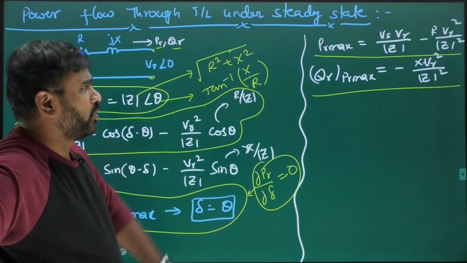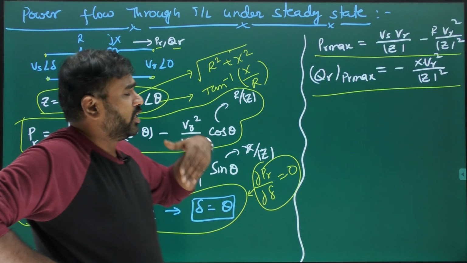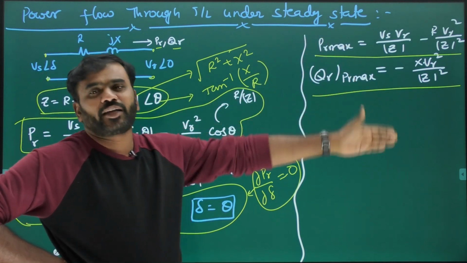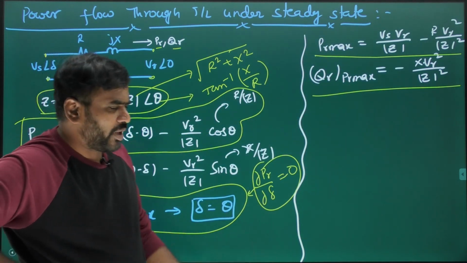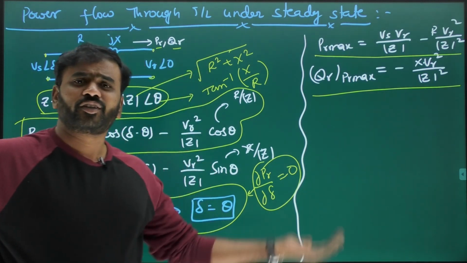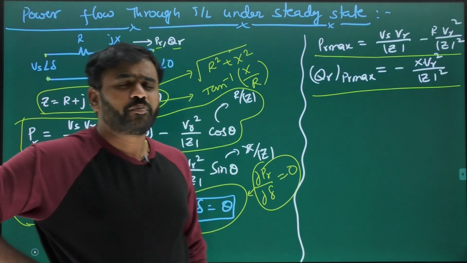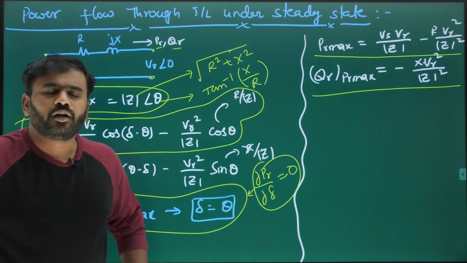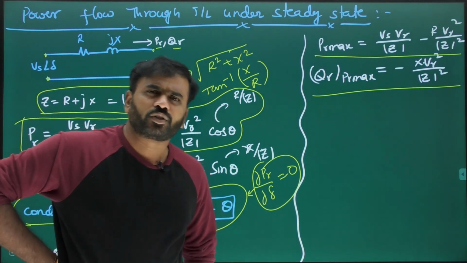But think about it in terms of a power system, for a transmission line. If you want to deliver maximum active power to the load, the load must be capacitive. The load should be capable of supplying reactive power back to the line. But practically all our loads are induction motors. 85% of the loads are induction motors.